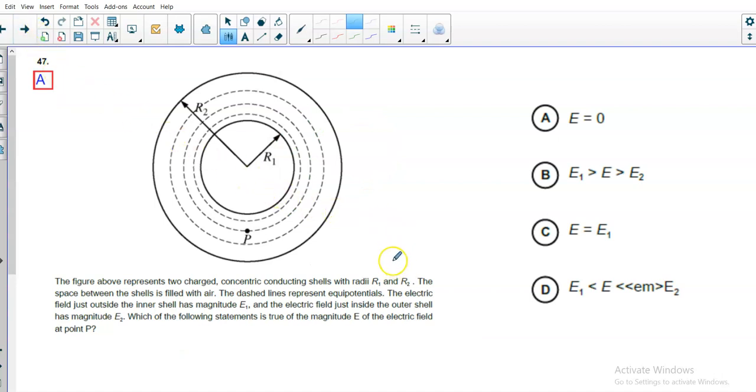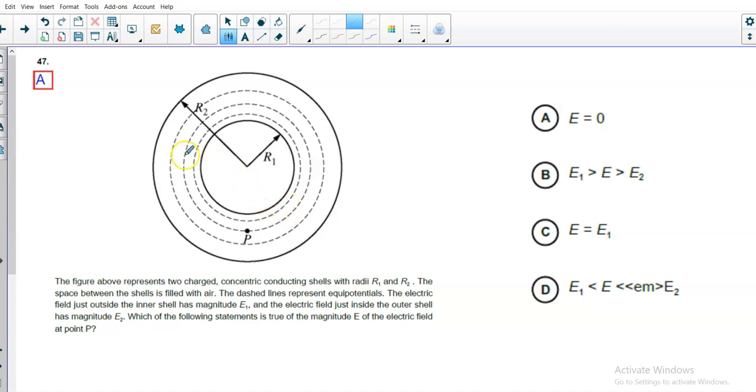Oh boy. Represents two charged concentric conducting shells. So this one's charged and this one's charged, with radii R1 and R2. Space between the shells is filled with air. The dashed lines represent equal potentials.